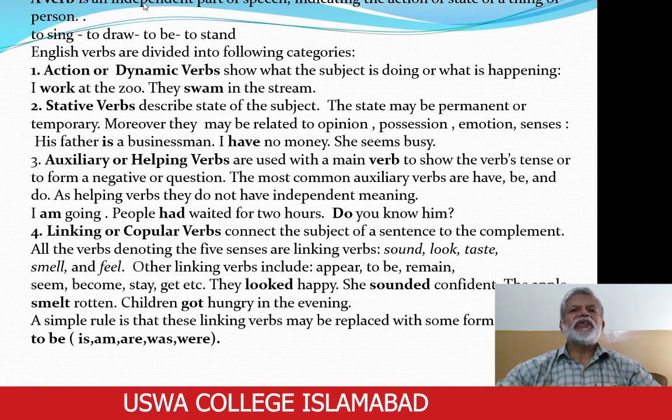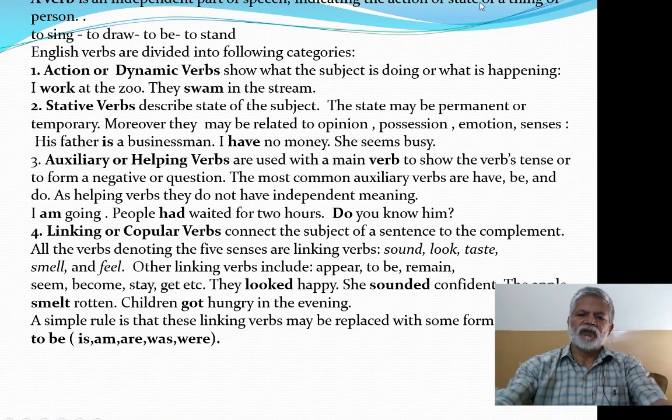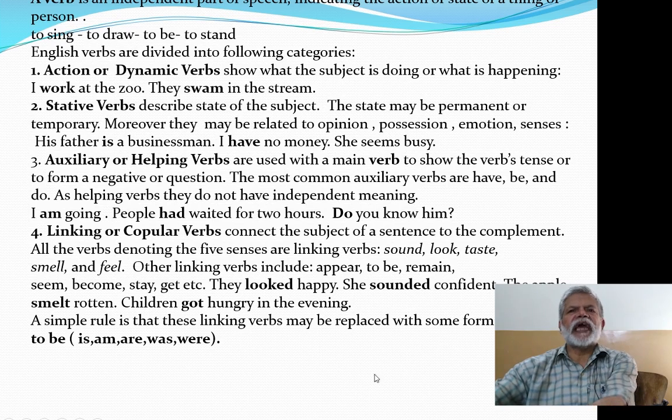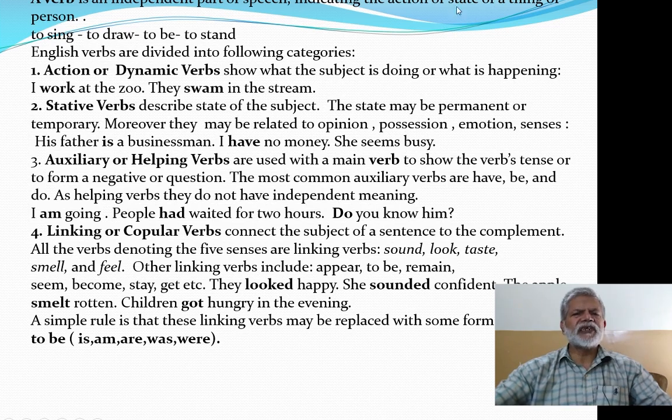A verb is an independent part of speech indicating the action or state of a thing or person. So as you know, verbs may indicate action or state. State is condition, in which state something or some person is. To sing, to draw, to be, to stand, these are different verbs.